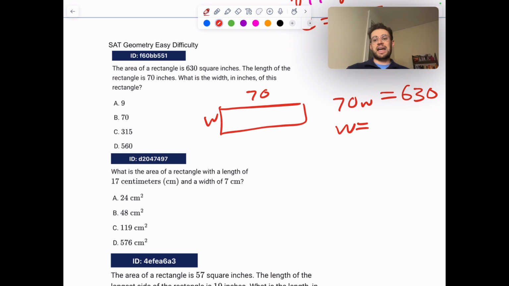Well, we know 7 times 9 is 63, so if you divide both sides by 10, you'll get that this is going to be 9. Right, 70 times 9 is 630. So our width must be 9.